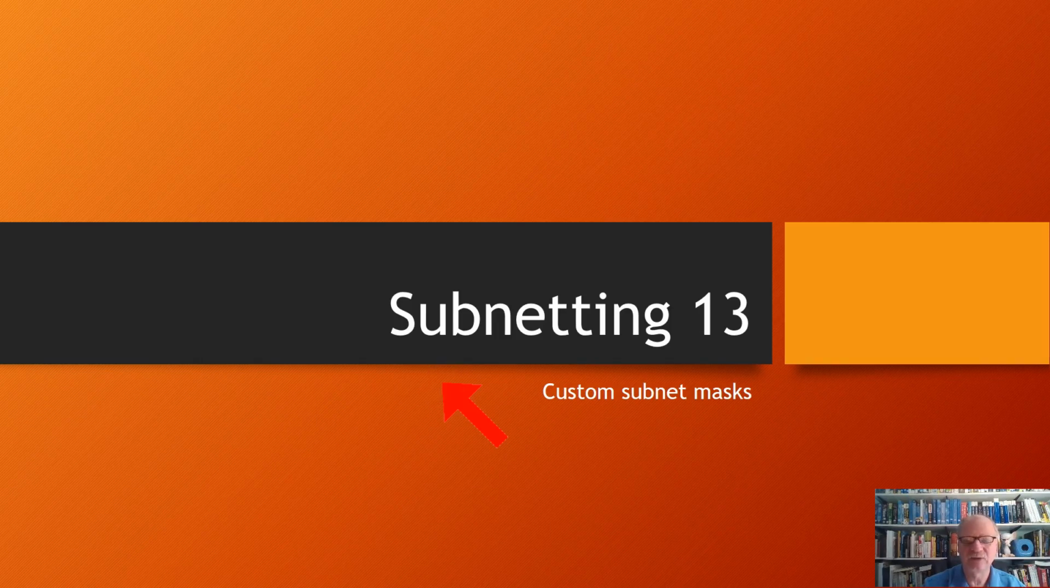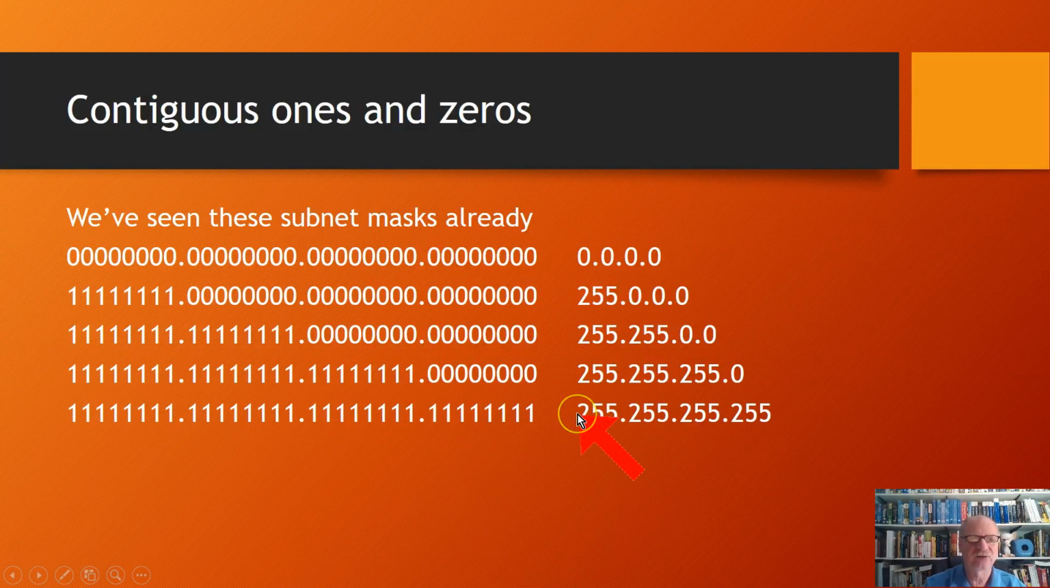Welcome back. This is video 13 where we're taking tiny little steps to learn about subnetting. We're going to look at custom subnet masks here. Here's where we've been. We've seen these subnet masks before.